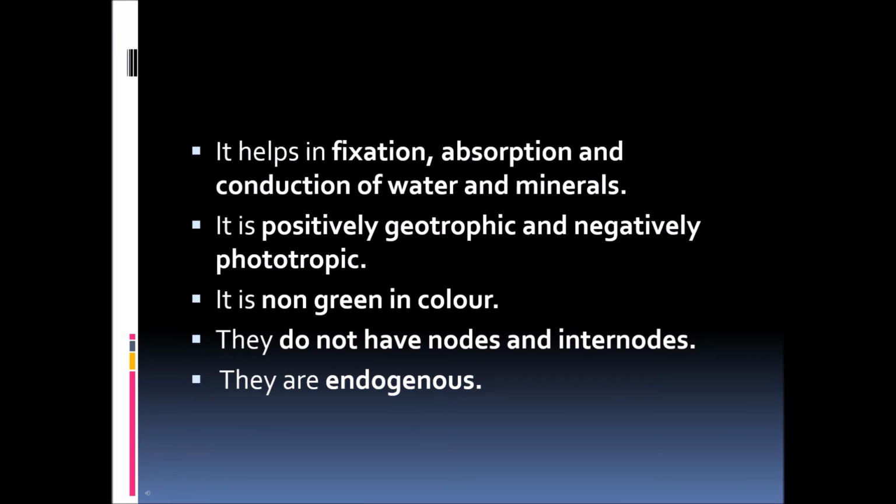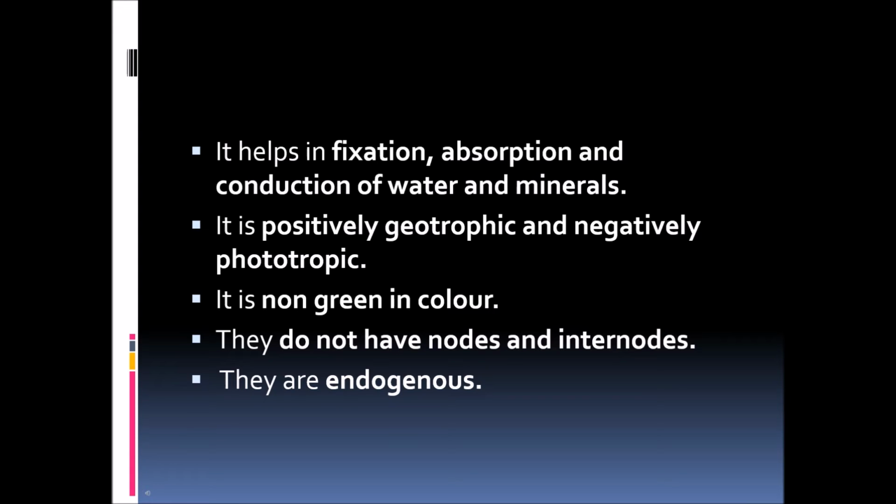Phototropic means the direction towards the sunlight. Since the root is going inside the ground, it is called negatively phototropic, and since it grows towards the direction of gravitation, it is known as positively geotropic.